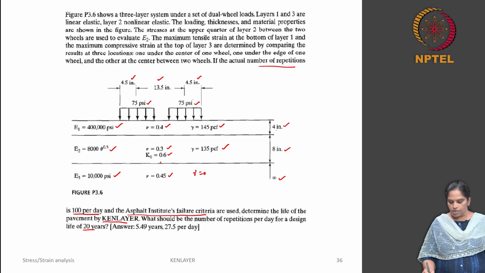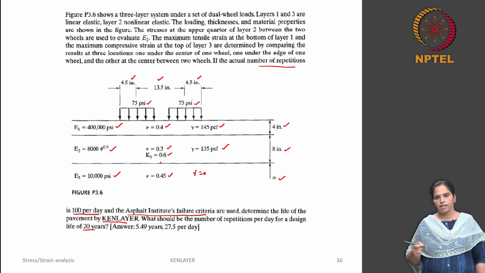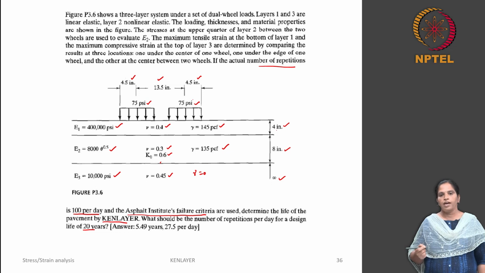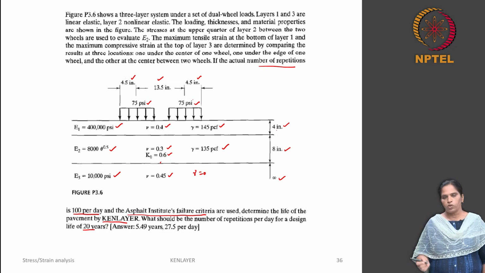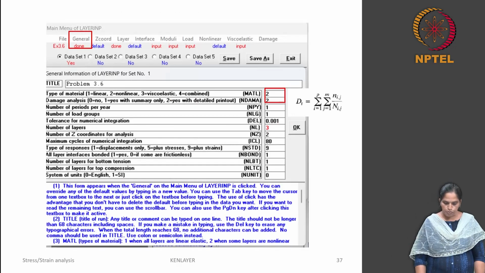So we will first check what the life of the pavement is. We will check whether we are getting the life of the pavement to be 20 years. If not, if it is less than 20 years, the next question is what number of repetitions is required for the design life of 20 years.